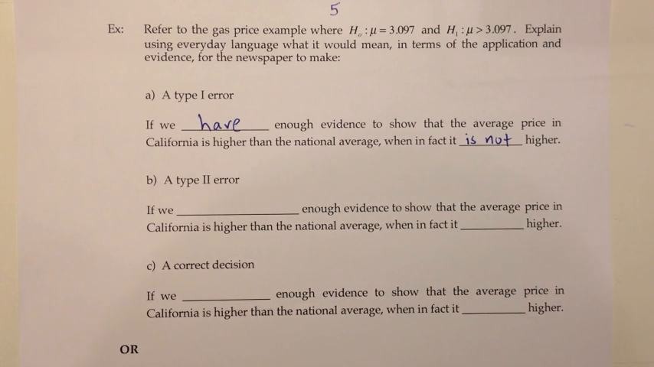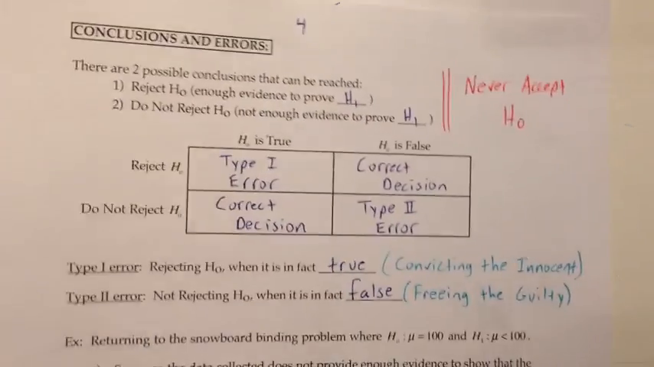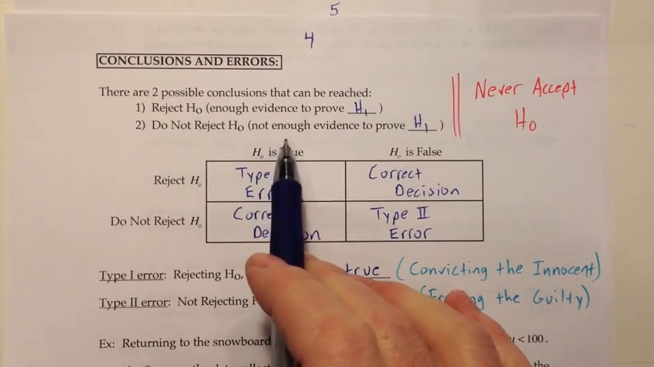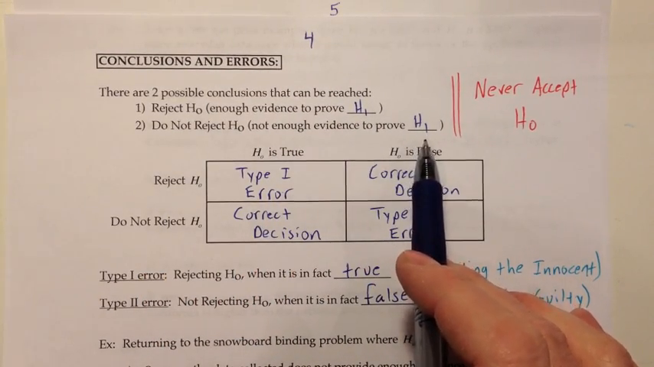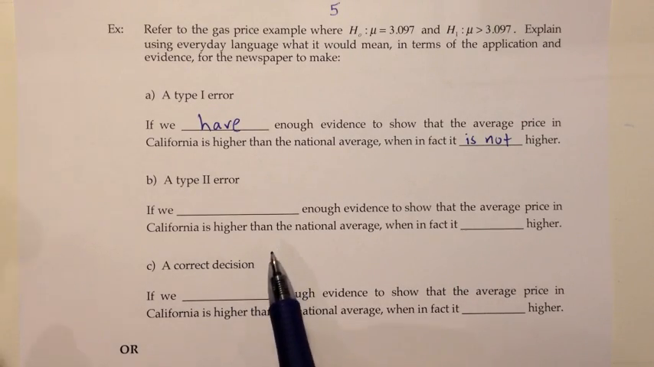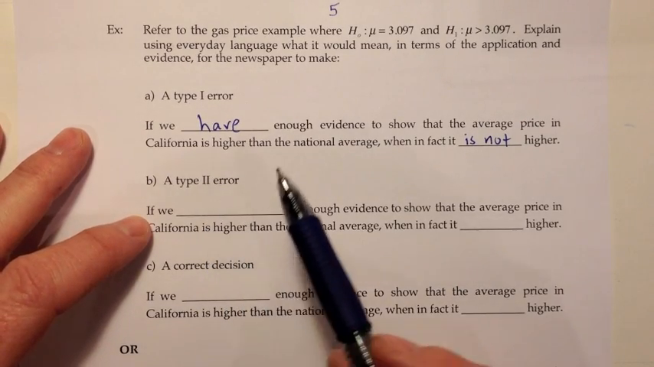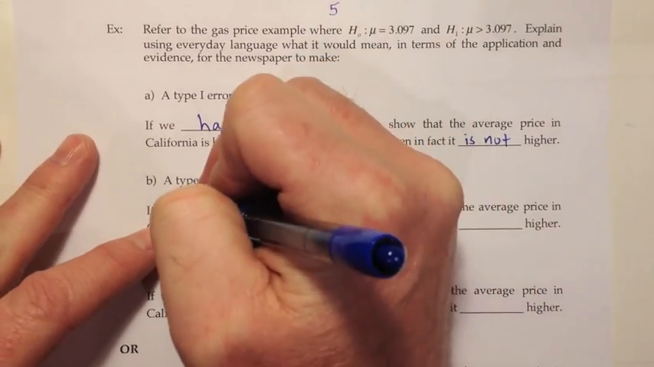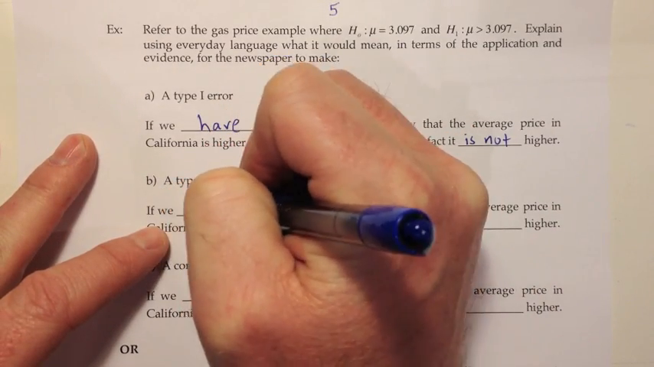What about a type 2 error? Well, again, going back to the initial definition, that would be if we do not reject H0 and it turns out to be false. So why would we not reject H0? Well, according to this, that would happen because we did not have enough evidence to prove H1. So when it talks about we did or did not have enough evidence, when your decision was to not reject, that would always be because we did not have enough evidence.